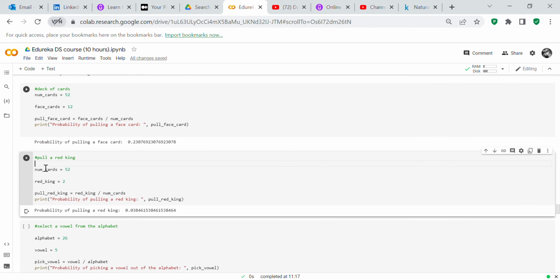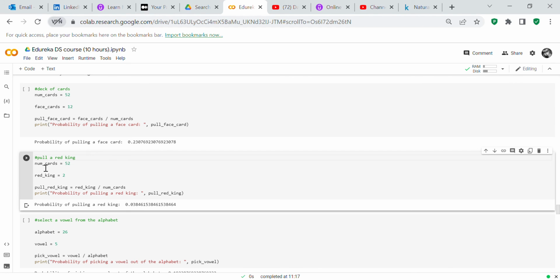So we're still on the cards. num_cards equals 52 because there's 52 cards in the deck. You have a red king is 2 because the diamonds and the hearts each have a king. So you can get 2. pull_red_king equals red_king over num_cards. So that's 2 over 52. So print probability of a red king, comma, pull_red_king, and the probability is 0.038, so it's 3.8% chance of pulling a red king.